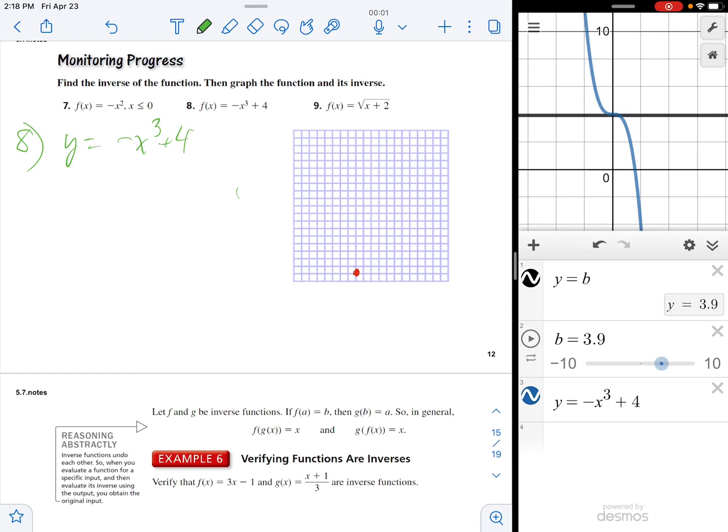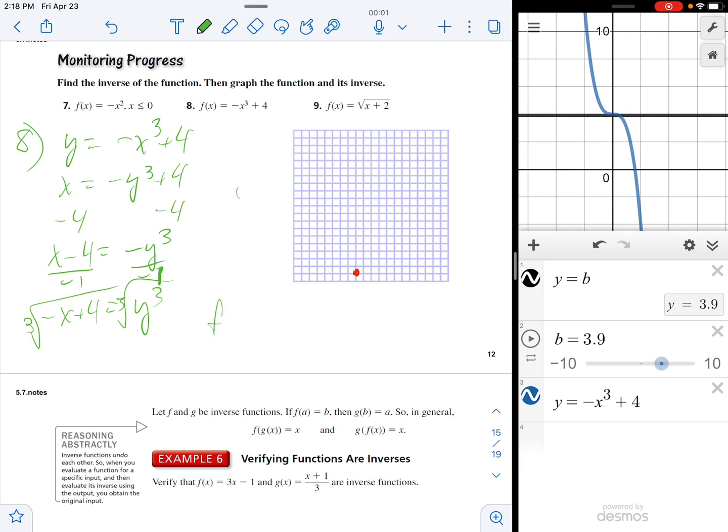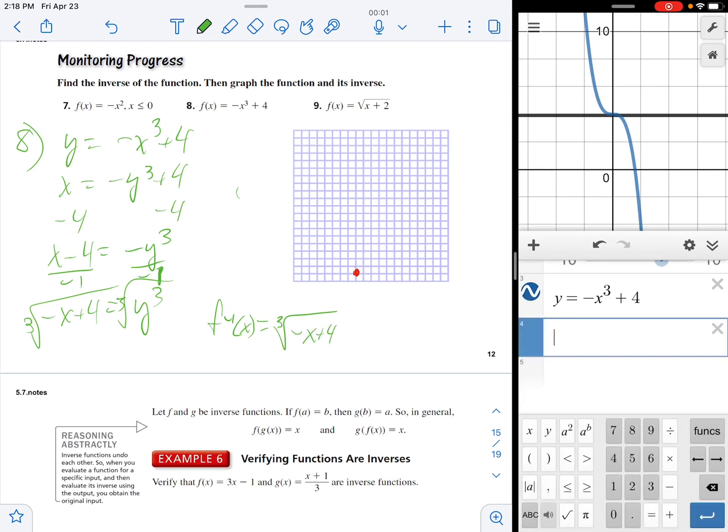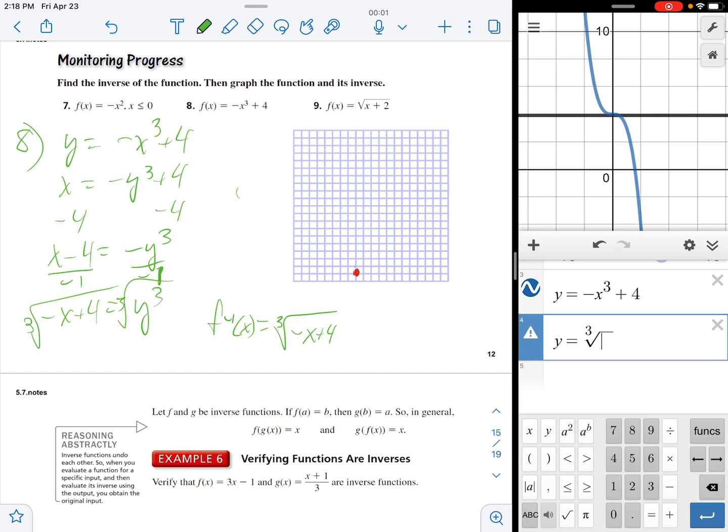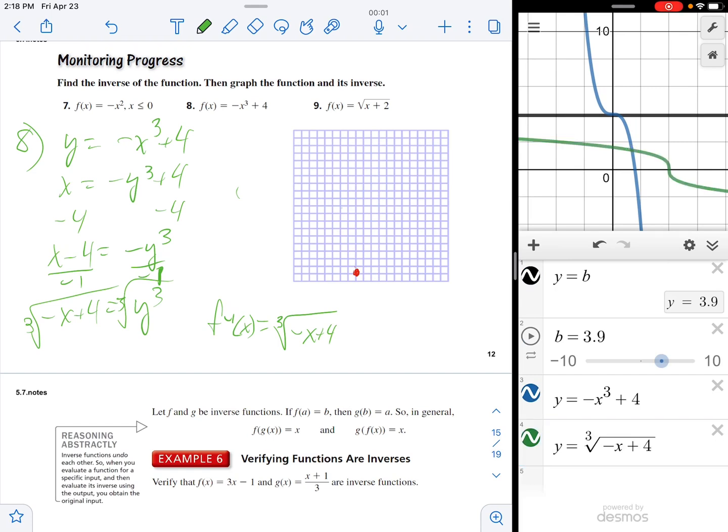All right, so let's go ahead and switch. Then we're going to move the 4. Then we're going to get rid of the negative. So -x plus 4 equals y to the third. Then we're going to get rid of the cube by doing a cube root. So f to the -1 of x. The inverse of f is the cube root of -x plus 4. So we do y equals the cube root of -x plus 4. And there we go. We got a nice mirror.